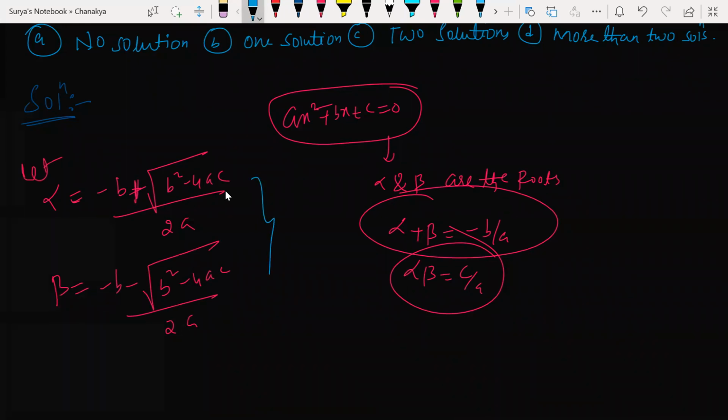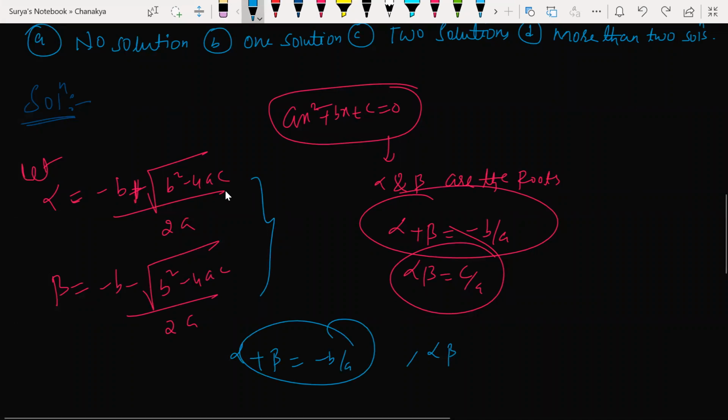If you add these two, what am I going to get? Alpha plus beta is equal to minus b by a, you will get it. And if you multiply those two formulas, you will get the product c by a, as simple as that.